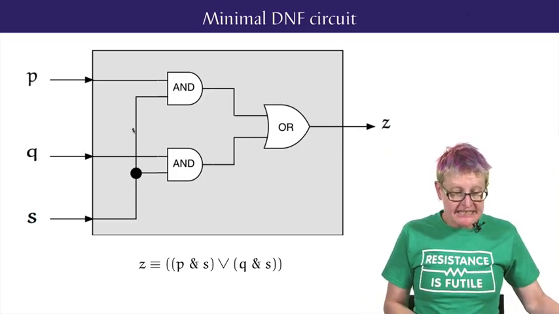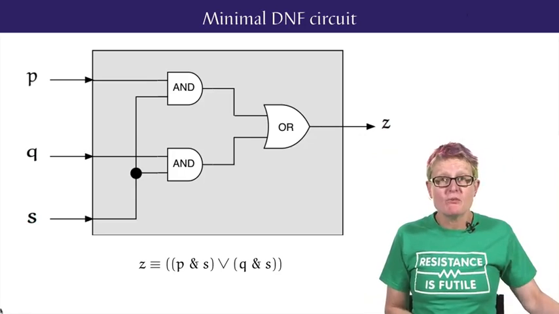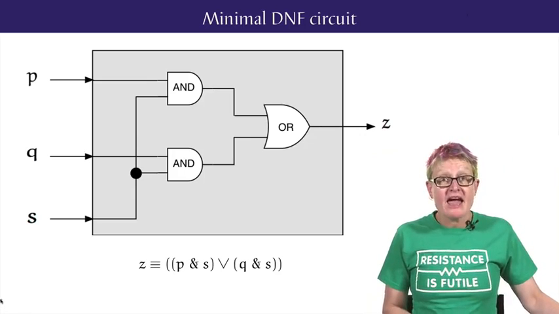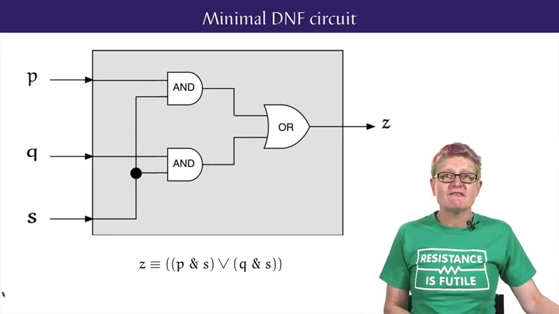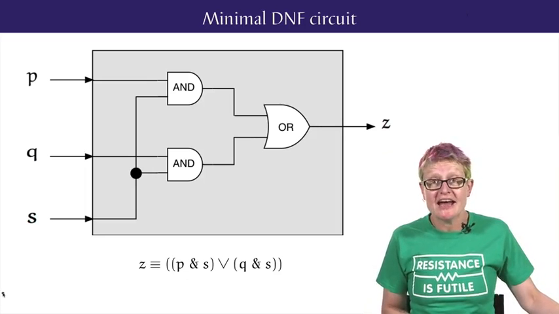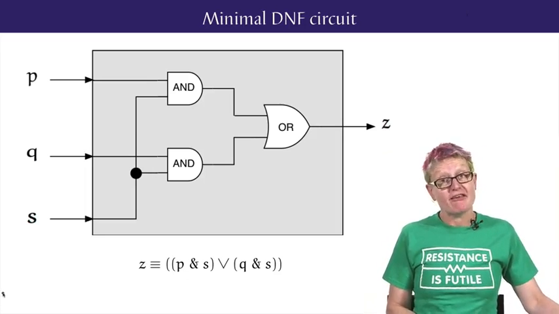shown, as is easy to demonstrate with a 4x2 K-map. Hence, the circuit as shown, consisting of a 2-input OR gate fed by two 2-input AND gates, is a minimal DNF circuit.